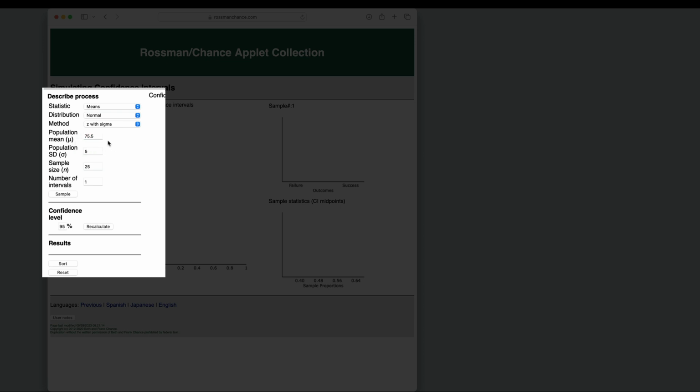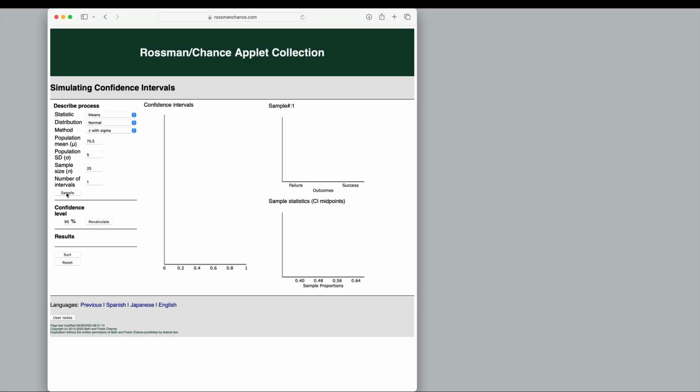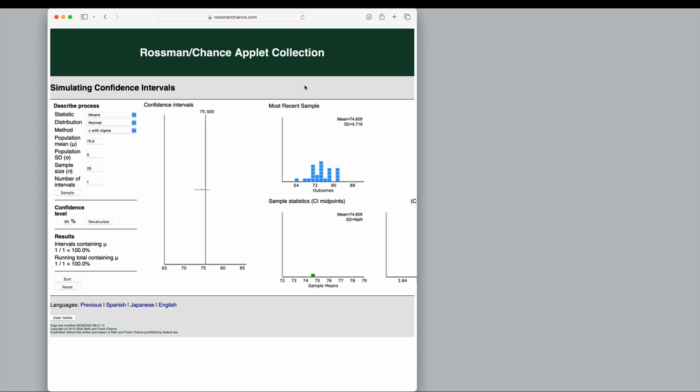Now, in this case we know this number because we're simulating, but in real life we don't know this number, and we use sample data to give an estimate, or by constructing a confidence interval of the possible values this number could be. All right, so I'm going to click sample, and when I do this, you're going to see that we get a sample of, say, death certificates, where the sample mean is 74.6 years, and the sample standard deviation is about 4.7 years. That's the distribution of that particular sample of 25 death certificates.